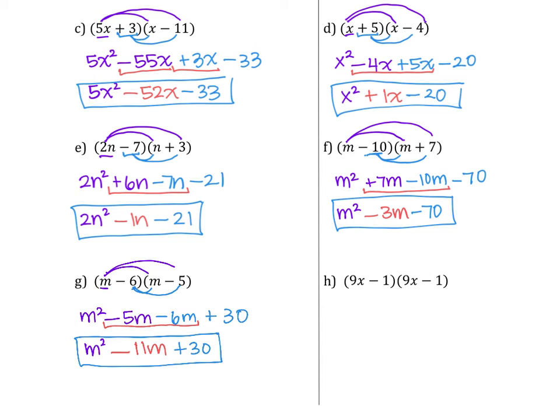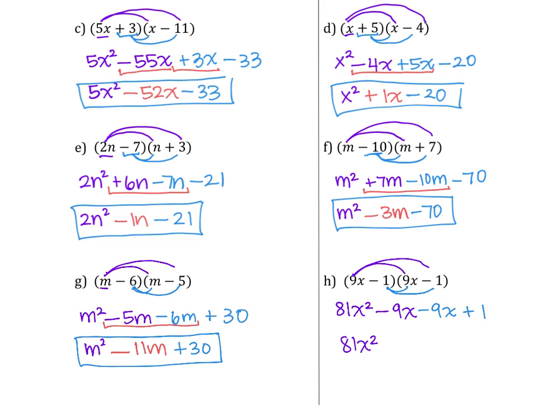Okay, last one. 9x minus 1 times 9x minus 1. And we start with the 9x. 9 times 9 is 81. X times x is x to the second. 9x times minus 1 is negative 9x. Okay, now I have a negative 1 times 9, negative 9x. Negative 1 times, there's already a minus here, so I'm going to change it to a plus. 1 times 1 is 1.